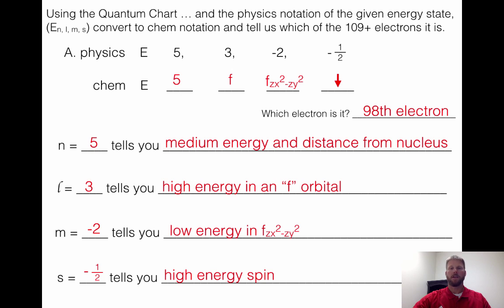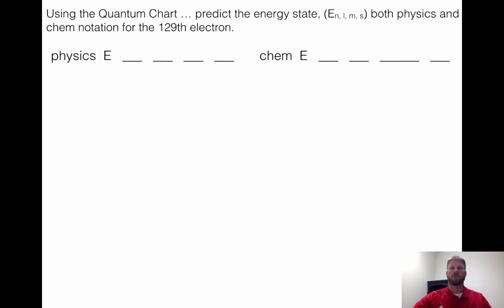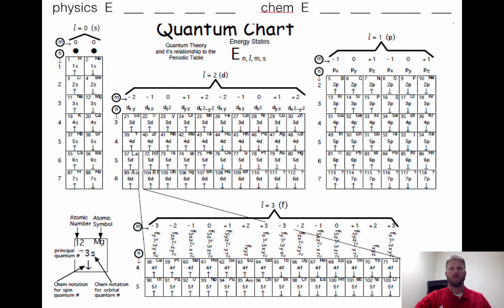We found the identity in the address for the 98th electron. Using the quantum chart, predict the energy state for the 129th electron. When you go to the quantum chart, you'll notice that the electrons stop here at 118. How are you supposed to do 129 if the table only goes to 118? Well, you should know the periodicity of the periodic table by now. We can just start counting and get to 129.